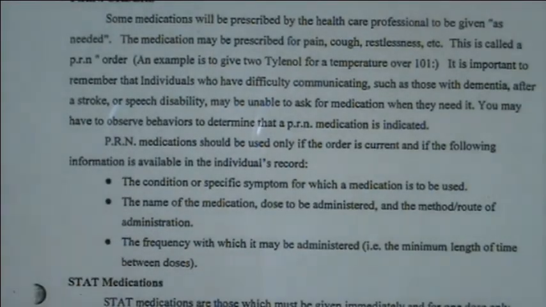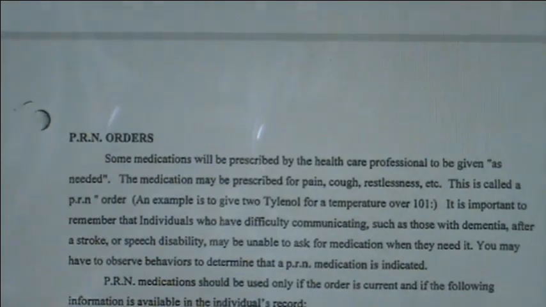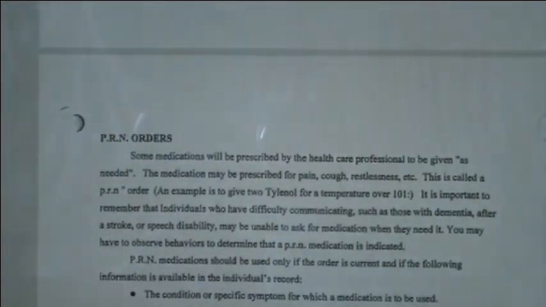PRN orders. PRN stands for as needed. Okay, it's PRN. So some medications are prescribed as needed. For example, the doctor could put a prescription in place and say, give Tylenol 325 milligrams, 2 tablets, which equals 650 milligrams by mouth, every 6 hours as needed for pain or for fever of 100 degrees or higher.